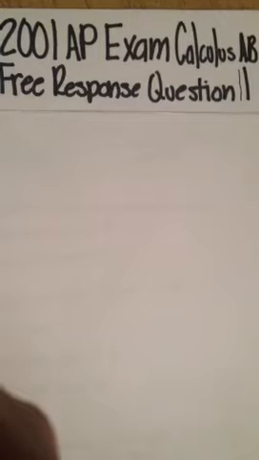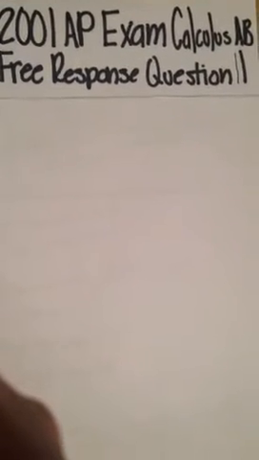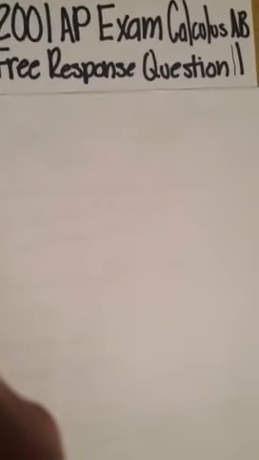Today's day is April 7th of 2013, and I'm going to be working on 2001 AP Exam Calculus AB Free Response Question 1. I'm going to start off by reading out loud the problem. Let R and S be the regions in the first quadrant, shown in the figure above. The region R is bounded by the x-axis and the graphs of y equals 2 minus x cubed and y equals tangent x. The region S is bounded by the y-axis and the graphs of y equals 2 minus x cubed and y equals tangent x.